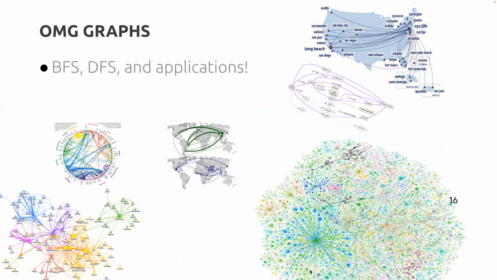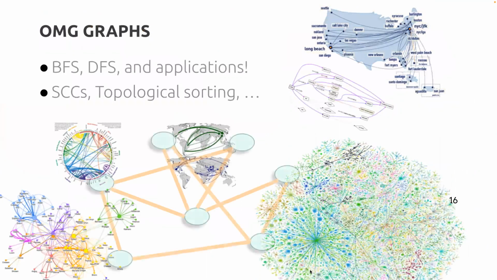So we covered BFS, DFS, and some applications of it. We covered strongly connected components, topological sorting. Who wants to tell me something about any of these things? Running times, what they're used for. What do you guys remember about any of these things? Yeah, go ahead.